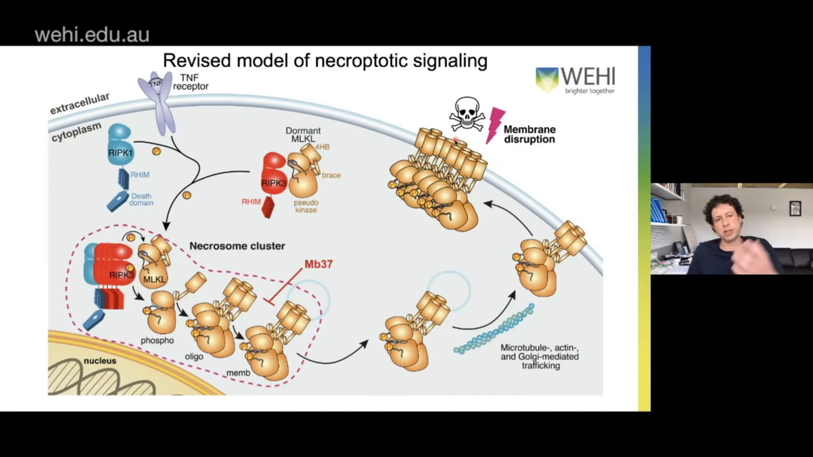So we've got, in addition to the revised model, not only are we getting this necrosomal cluster where MLKL is fully biochemically activated, but then it's being trafficked actively in a regulated fashion using microtubule, actin, and Golgi-dependent networks to get to the cell periphery.